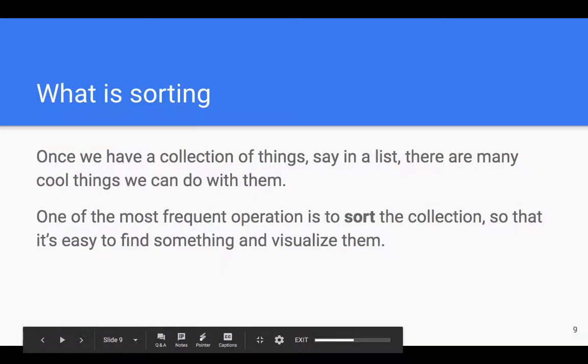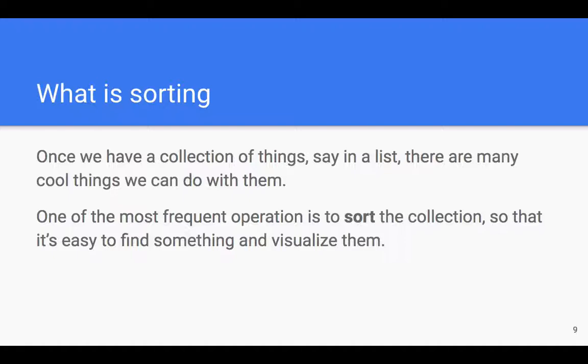So what is sorting? Now, we've talked about collections of things, right? We studied lists, we studied arrays, and then we studied stacks. Once we have a collection of things, there are a lot of interesting things we can do with the collection. One of the most frequent operations is to sort the collection, and sorting has a lot of advantages, right? It's easy to find something if it's sorted. Usually, let's say a list of names, we sort it by last name. So sorting is good for finding information quickly.